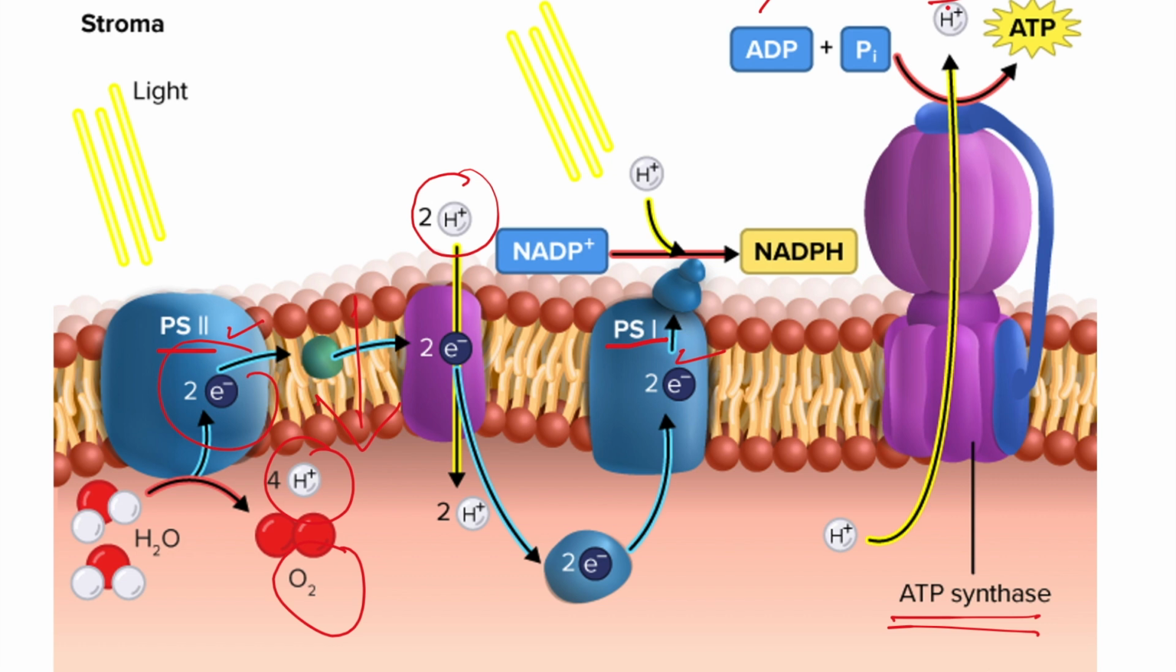We will look at the formation of NADPH. Electrons from photosystem 1 here will reduce the electron carrier molecule NADP plus to NADPH. These two energy molecules, NADPH and ATP, we will use in the Calvin cycle in the stroma in carbon dioxide fixation.